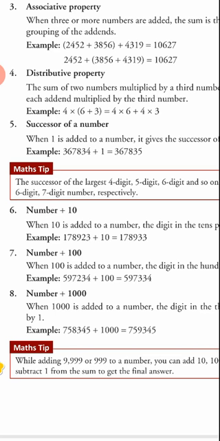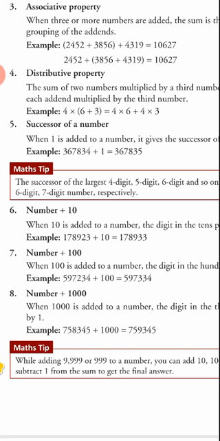Now here, by this example, we can understand it better, and here we have 3 numbers: 2,452, 3,856 and 4,319. So here, after adding these 3 numbers, we have the sum 10,627. Means in the first example, we have made the group of the first 2 numbers. So what we will do, after adding the first 2 numbers, we will get the sum of these numbers and then we will add 4,319 to it. So our answer is 10,627.